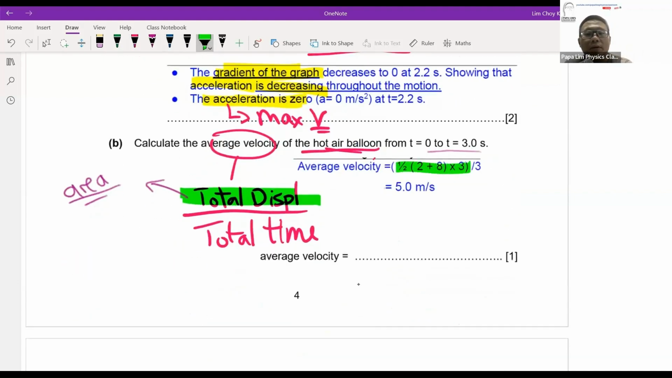I need to find the area of the trapezium first, then after that, the time is 3 seconds. I will get the answer to be 5 meters per second. Take note, the answer has to be 2 or 3 SF, plus unit.